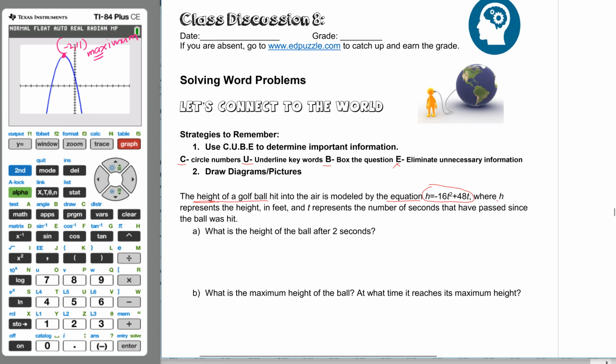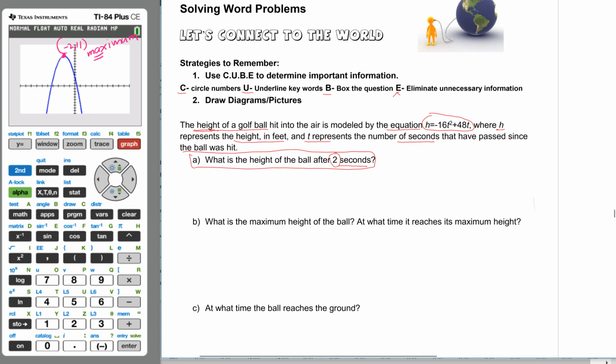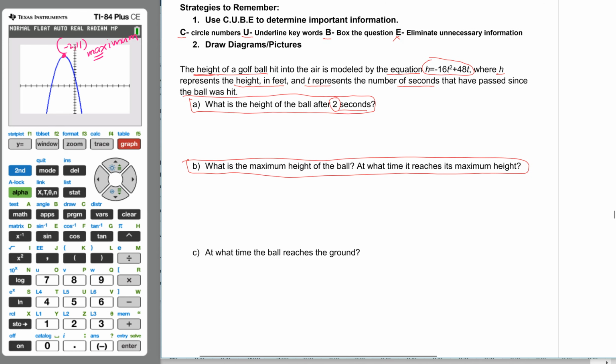Now where h represents the height in feet and t represents the number of seconds that have passed since the ball was hit. Now the question here is, what is the height of the ball after 2 seconds? So you have here 2 seconds, and this is the question, so I'll box it. And there are 3 questions here. What is the maximum height? So I'll just box the question just to remind myself. So these are the 3 different questions.